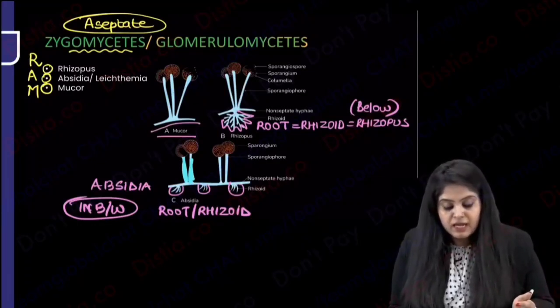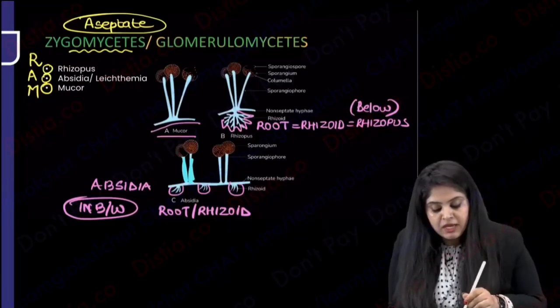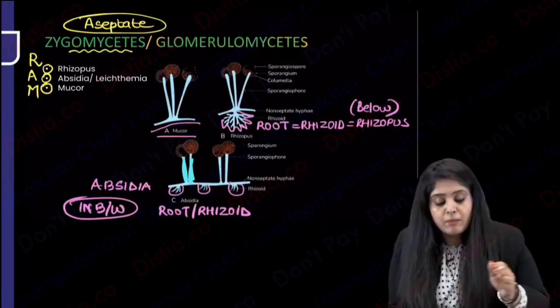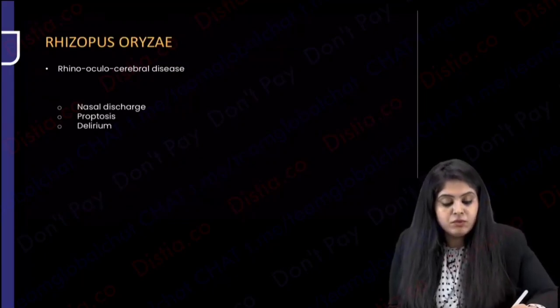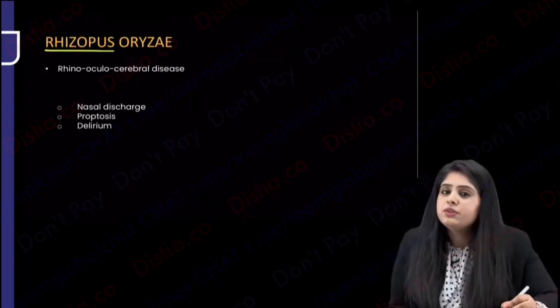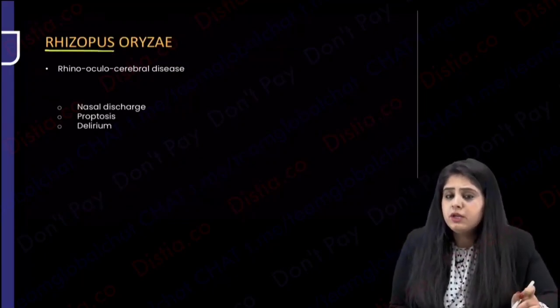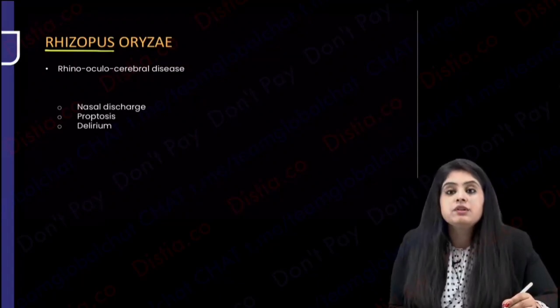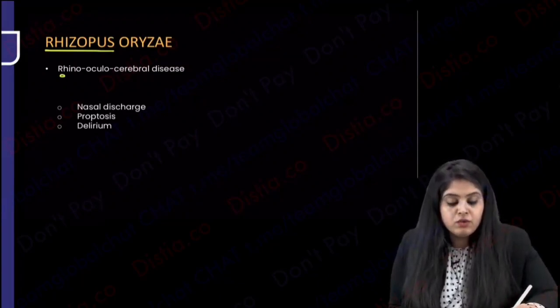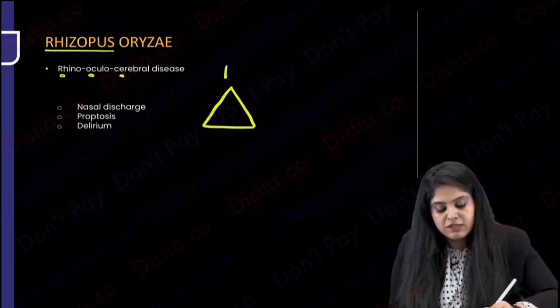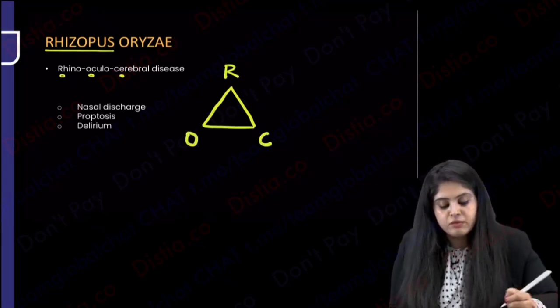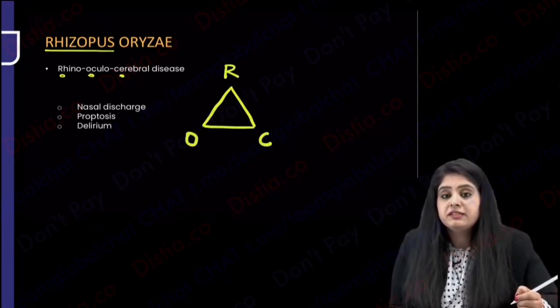Okay, having said that, now coming to the next one, and that is, how do we go about the clinical symptomatology and everything. So remember, first and foremost, we are talking about the rhizopus. Where were the roots present in the rhizopus? Just below, right? Okay, this causes rock disease. What is rock disease? Rhino-oculocerebral disease, a very famous triad that you will see. Rhino-oculocerebral disease, that is rhizopus that you're talking about.